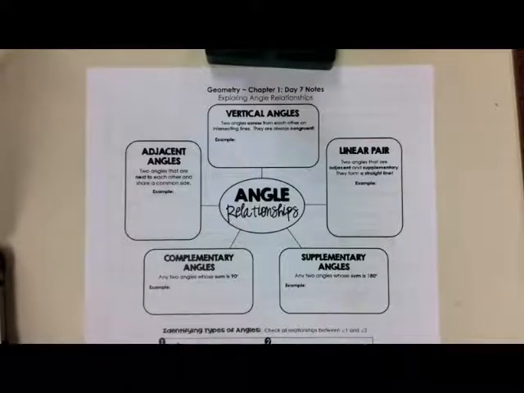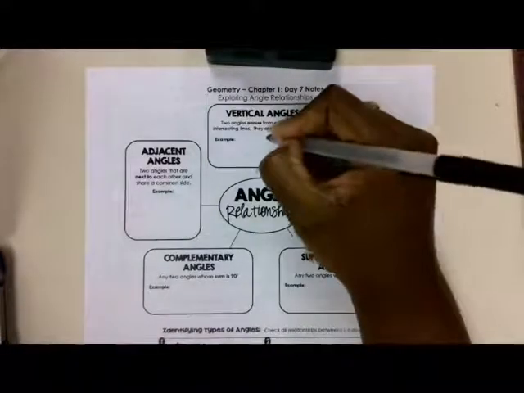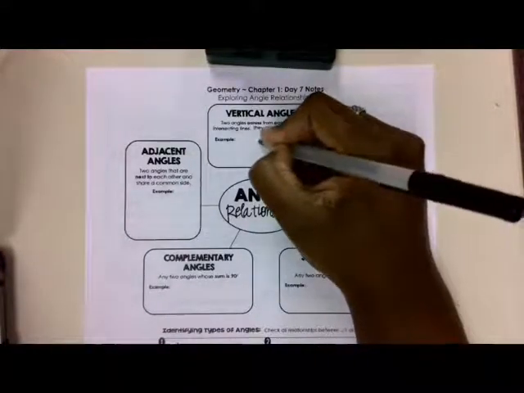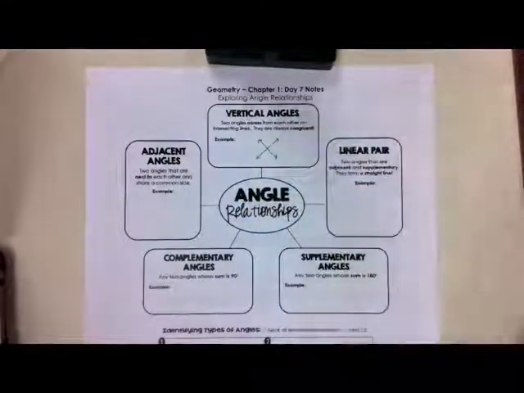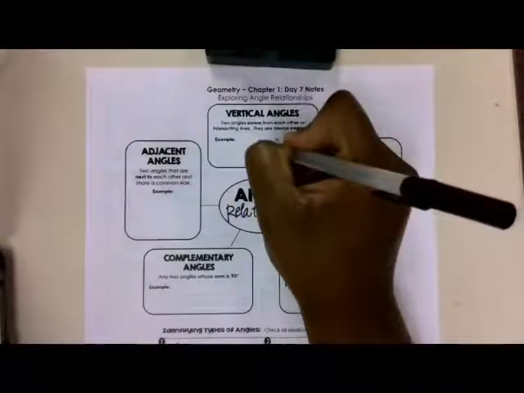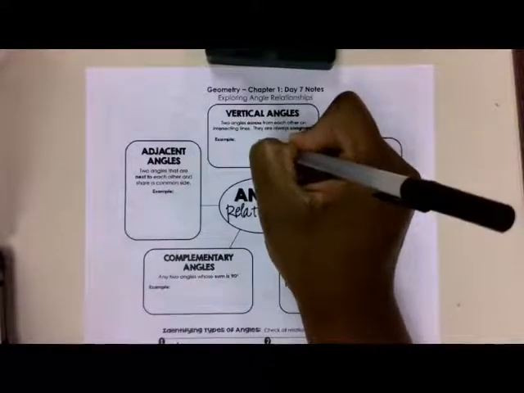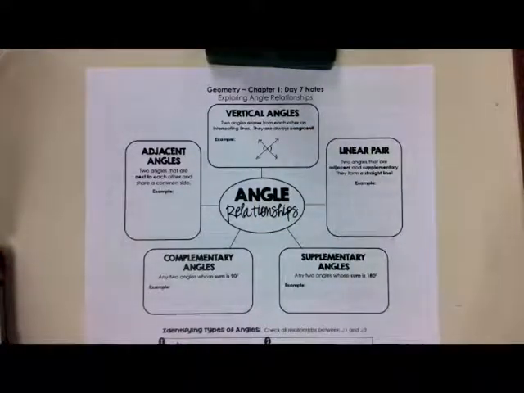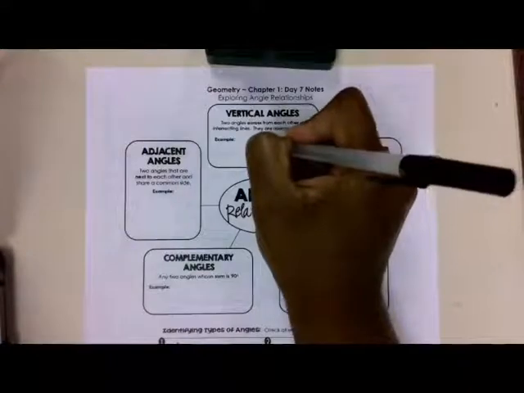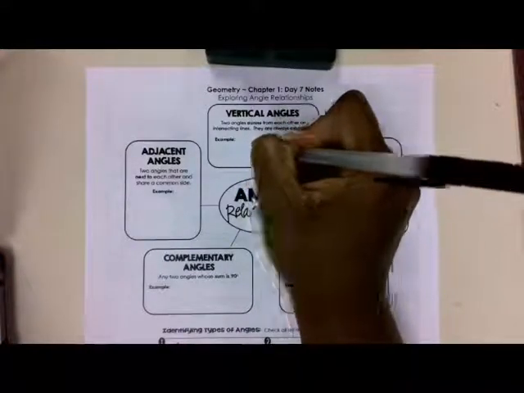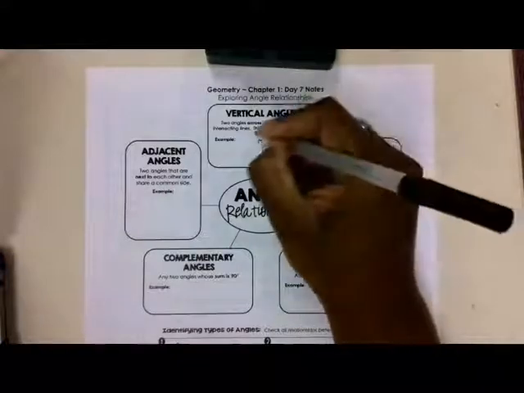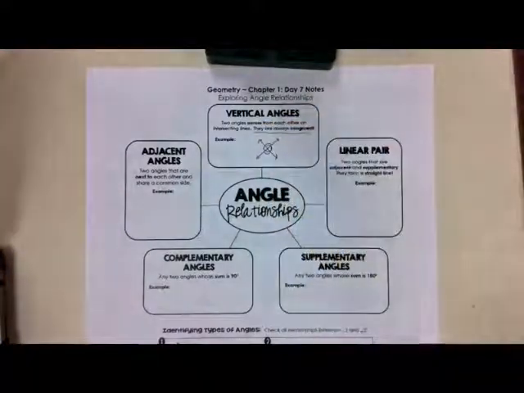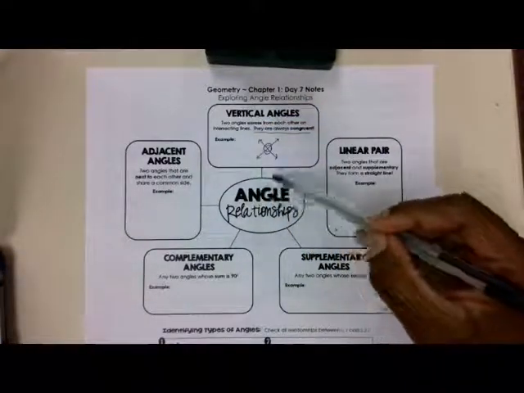So the first one we're going to talk about is vertical angles. Vertical angles are across from each other, and they're formed by 2 intersecting lines. So if I intersect 2 lines, I create vertical angles here. Those are vertical angles, they're right across from each other, and vertical angles here. Vertical angles are always congruent. I say they make an X. Vertical angles make an X.